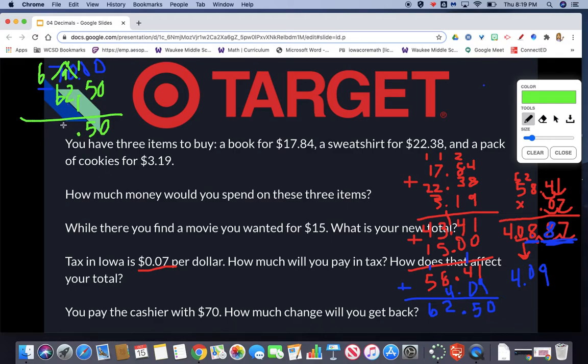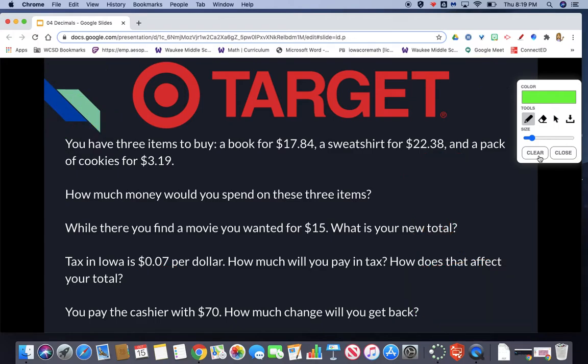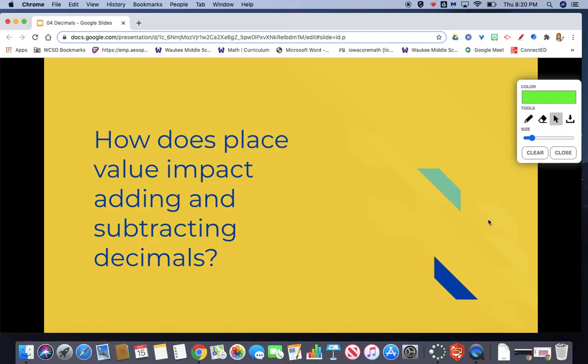9 minus 2 is 7. And 6 minus 6 is 0. Does $7.50 make sense for how much I'm getting back? Yeah, because I spent $62.50. I gave them $70. $7.50 is my change. That was a lot of computation. We just added, multiplied, and subtracted. Let's move on to trying some more examples.